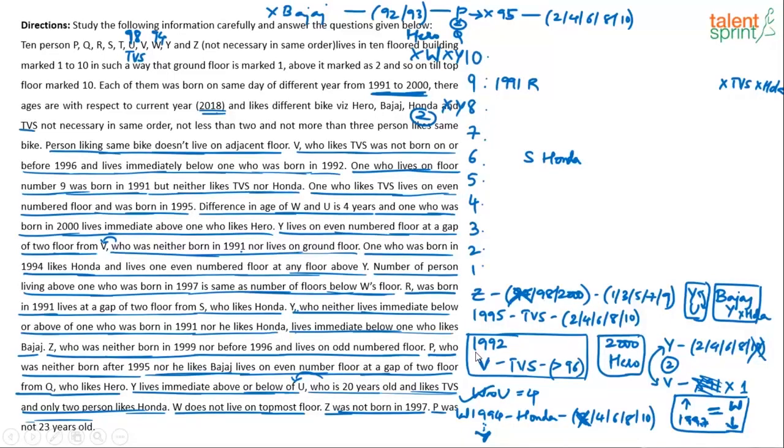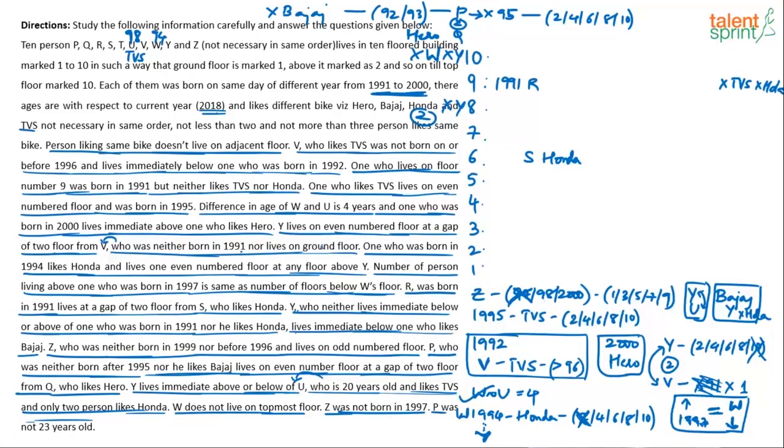It definitely is a long question. It will take more than 5 minutes maybe to solve. And then there's no shortcut. So have patience, please. Now let me find out the best thing that can be marked here. On the floor or on the building, we only know that 6th floor is S Honda, 9th floor is R 1991.